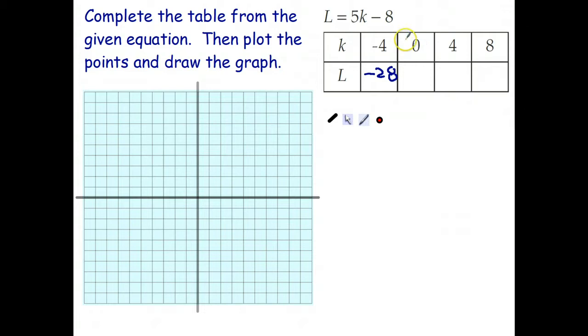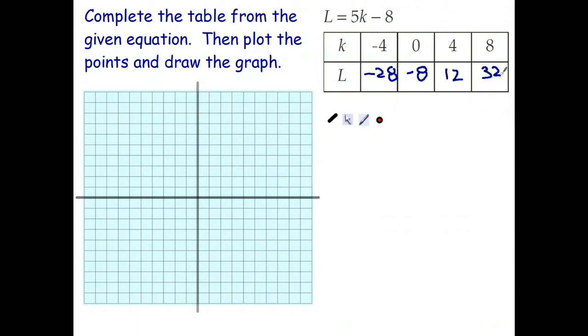Okay, when k is equal to 0, 5 times 0 is 0. 0 subtract 8 is negative 8. When k is equal to 4, 5 times 4 is 20. 20 subtract 8 is 12. And finally, when k is 8, 5 times 8 is 40. 40 minus 8 is 32. So now we've completed the table.